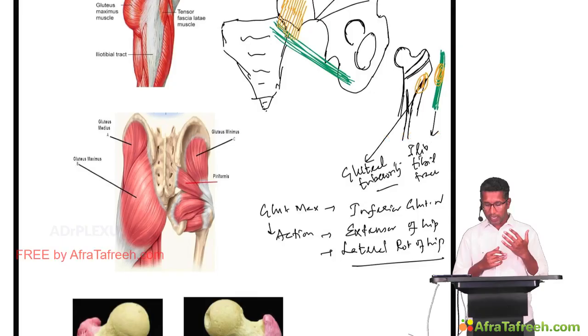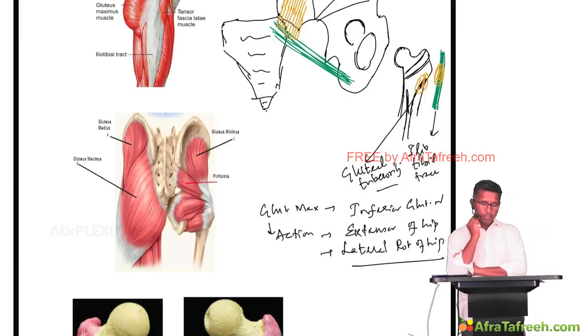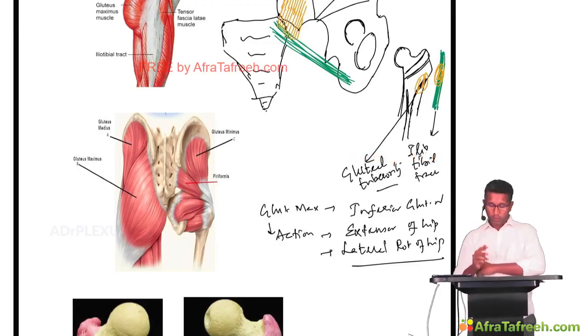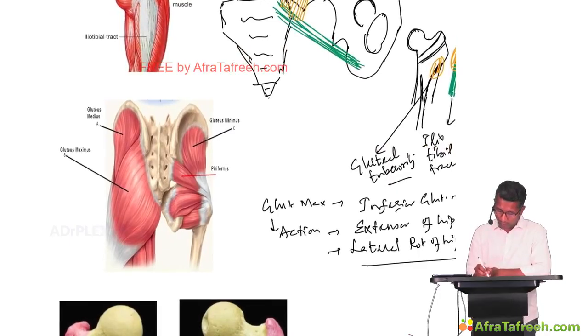See, gluteus maximus is a muscle which helps you get up from a sitting position. Yes, we are back again. We were discussing the gluteus maximus, guys. The nerve supply for gluteus maximus is the inferior gluteal nerve. The root value for the inferior gluteal nerve is L5, S1 and S2.